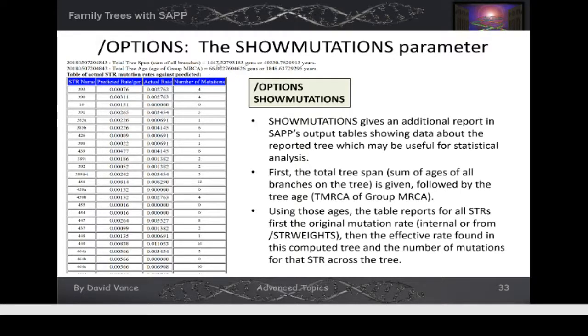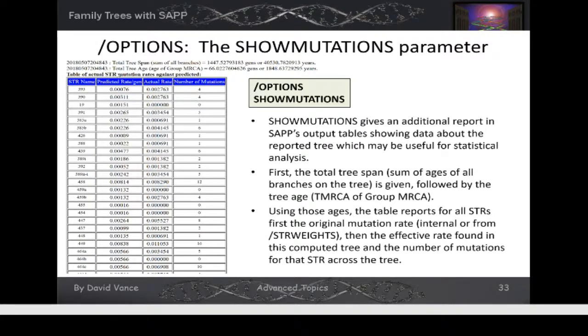But that's data that sometimes can be useful for determining, for instance, the odds of there being back mutations that aren't shown on the tree, that a particular STR might have mutated forward and then backwards and you don't know it. You can estimate the percentage of that, or the odds of that happening, and so on from that kind of data.